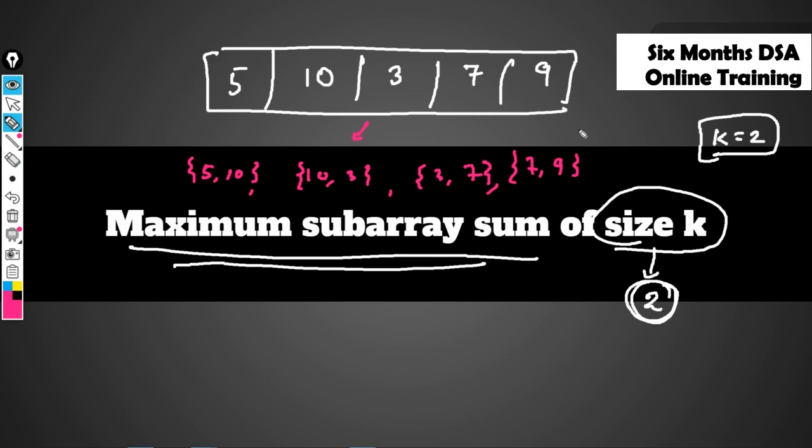Alright, I guess you are getting it. Sub arrays of size 2. This is what I am doing. 5 and 10 is a sub array. 10 and 3 sub array. 3 and 7 sub array. 7 and 9 sub array. So I have all the sub arrays right here. So now when I have all the sub arrays in this manner, what I have to do is calculate the sum of all the sub arrays.